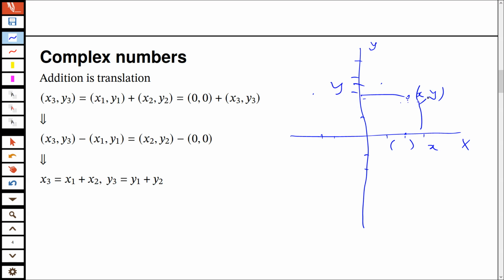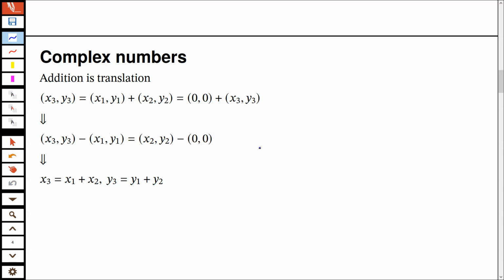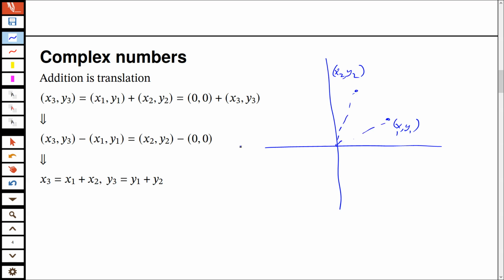If this is x and this is y, these two combined will give you one point in this xy plane. We want to know how do we add in this plane. For example, if I have one point here, x1 y1, and another point here, x2 y2, how do I add these two points? I can learn from real numbers. Addition must be translation. I'm adding one complex number to another complex number, actually one point to another point, and I get a third point.